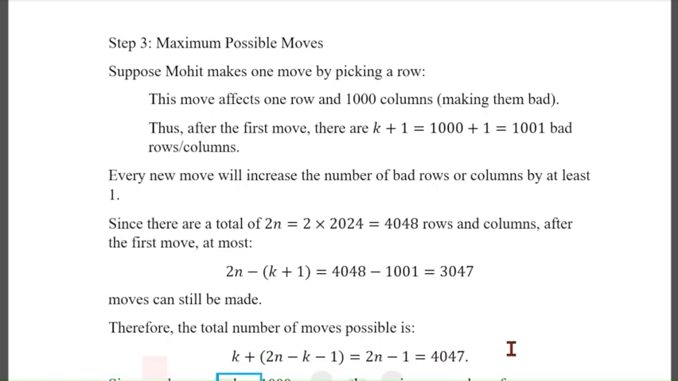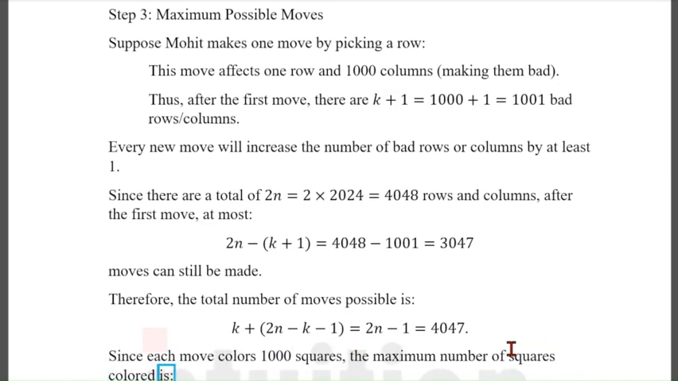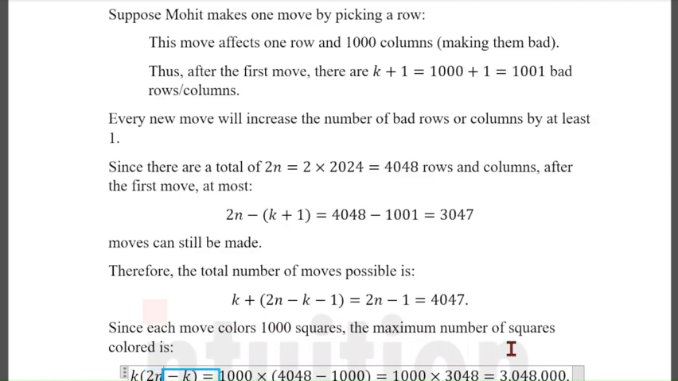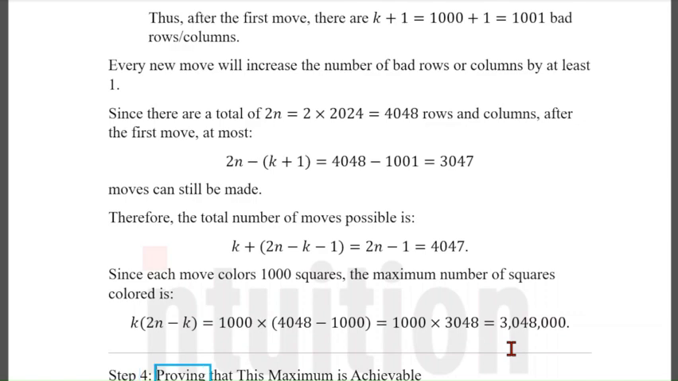Since each move colors 1000 squares, the maximum number of squares colored is 1000 times (2n - 1000) = 1000 times (4048 - 1000) = 1000 times 3048 = 3,048,000. Step 4. Proving that this maximum is achievable.